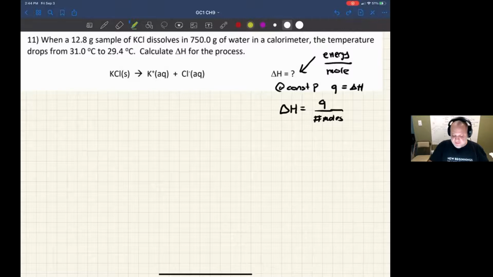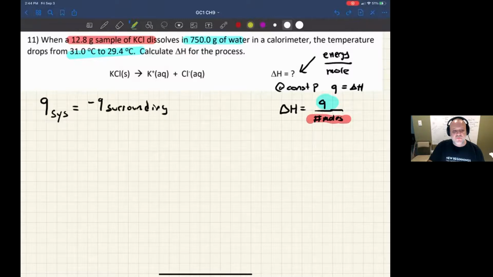And so we give you some information. We give you that the sample is 12.8 grams. That's what we're going to use to figure out the number of moles. And we're giving you all of this other information to figure out Q. Now, we have to remember that Q for the system equals negative Q for the surroundings. And we're going to call the surroundings the water in this case.